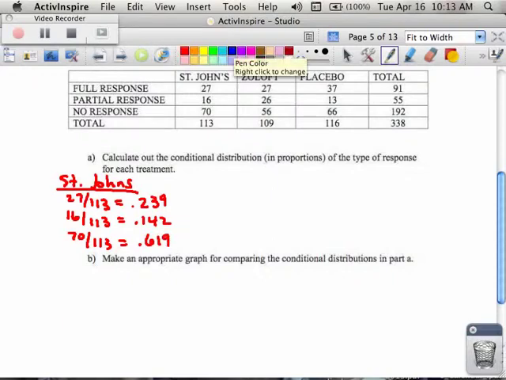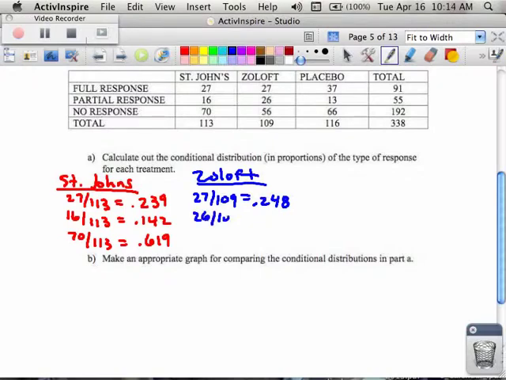For Zoloft, there were 27 out of 109. So these are each of the conditional proportions. This is 0.248. There were 26 out of 109, which is the same as 0.239. And there were 56 out of 109, which is the same as 0.514.